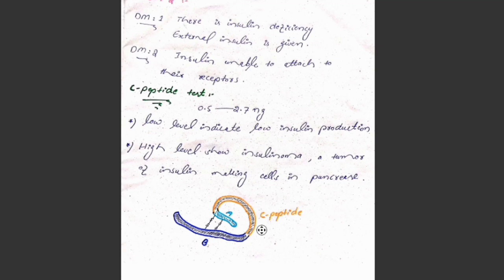So if a person has a low level of C-peptide in the blood, it means that there is low production of insulin. And if a person has low production of insulin, it indicates that the person has type 1 diabetes mellitus.